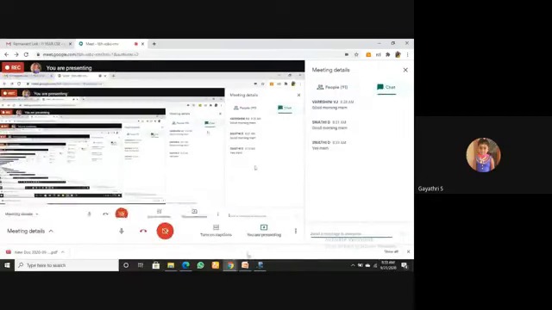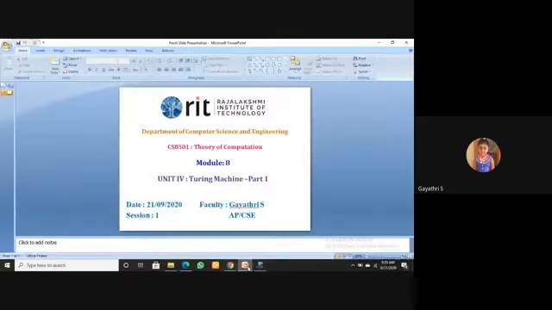So the technical part of Turing machine, that's your syllabus part, okay? It's starting from this session only, okay? Turing machine, a very important topic in Unit 4, okay? So we start with the Turing machine, the definition.